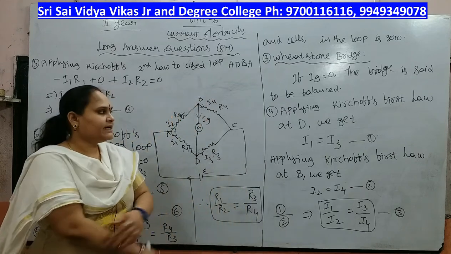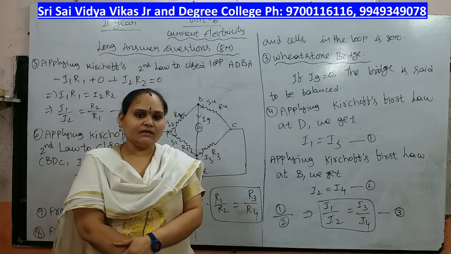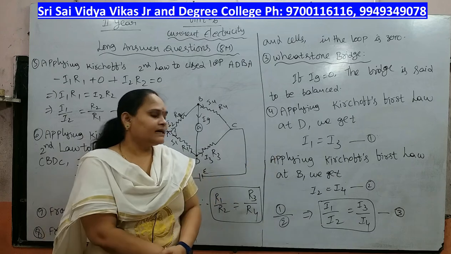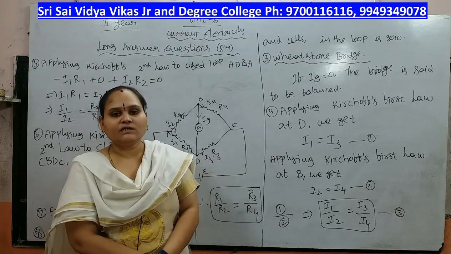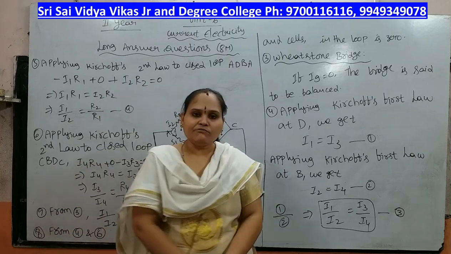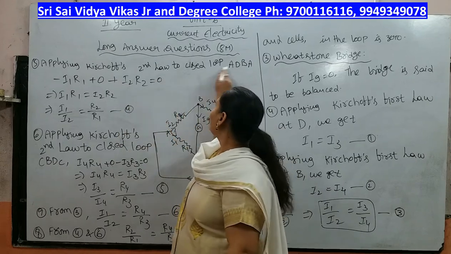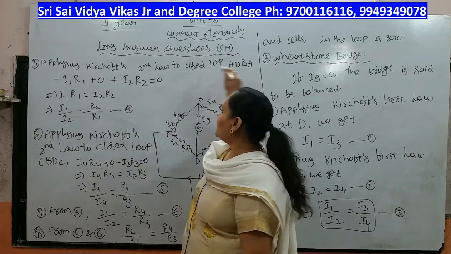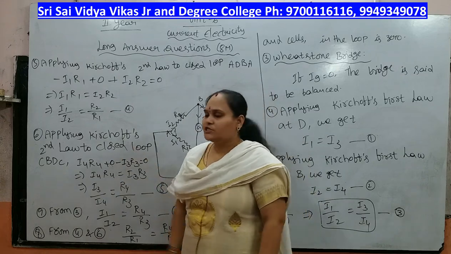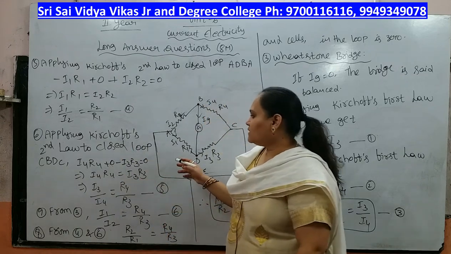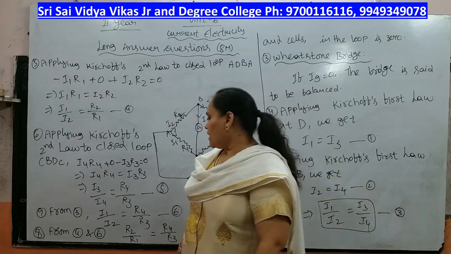First, by applying the Kirchhoff first law at junction D, we will get I1 equal to I3. Applying the Kirchhoff law at junction B, we will get I2 equal to I4. For this, I1 by I2 equal to I3 by I4. And now applying the Kirchhoff second law at the closed loop ADBA, we will get I1 by I2 equal to R2 by R1. Next, applying the Kirchhoff second law to the loop CBDC, we will get I3 by I4 equal to R4 by R3.